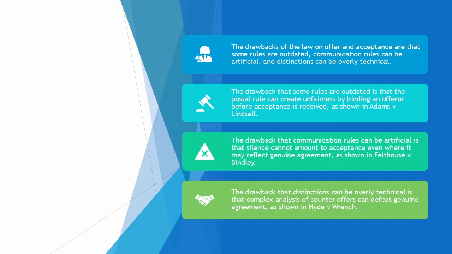The drawback that communication rules can be artificial is that silence cannot amount to acceptance even where it may reflect genuine agreement, as shown in Felthouse v. Bindley. The drawback that distinctions can be overly technical is that complex analysis of counter-offers can defeat genuine agreement, as shown in Hyde v. Wrench.